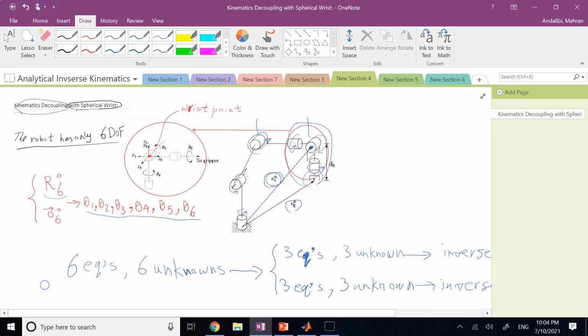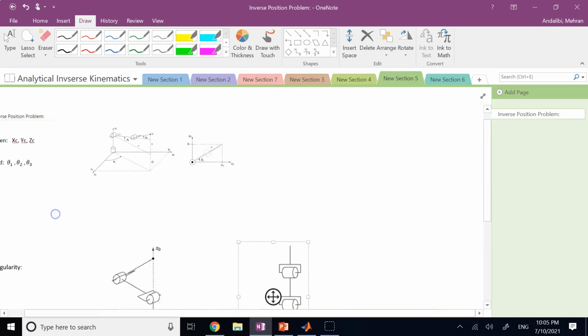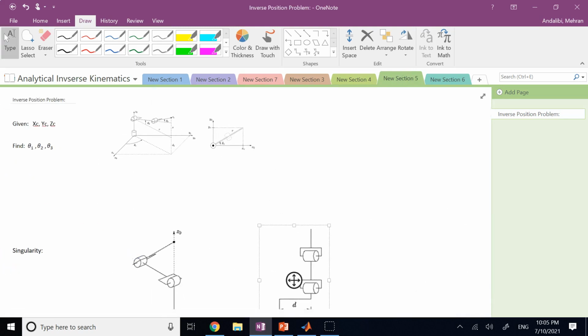Okay, so hopefully the idea of decoupling is clear: breaking down 6 equations, 6 unknowns into 2 sets of 3 and 3, where we can solve each one easily. And that's just the idea of divide and conquer, right? So let's take a look here. First problem, what? Inverse position problem.